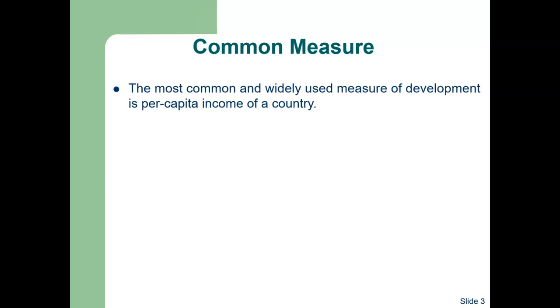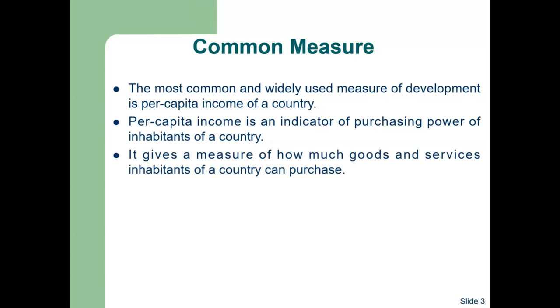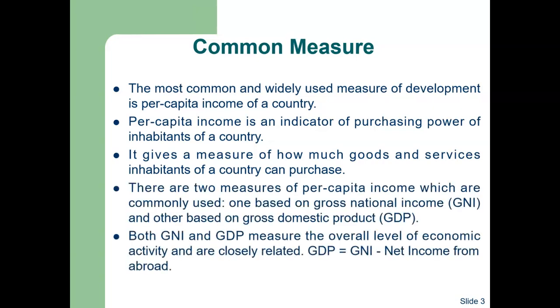The most commonly and widely used measure of development is per capita income of a country. Per capita income of a country is equal to the total national income divided by population, and it may indicate the purchasing power of the residents of that country, and it also measures how much goods and services residents of a country can purchase. And there are two measures of per capita income which are commonly used.